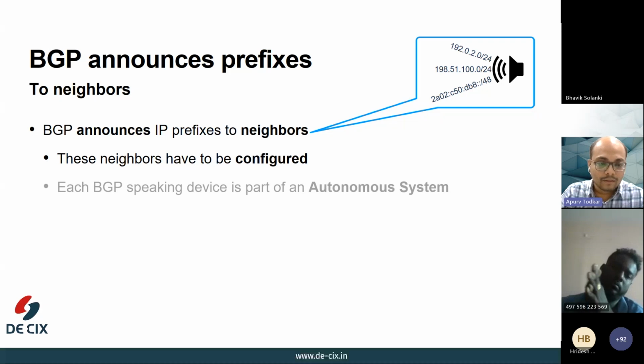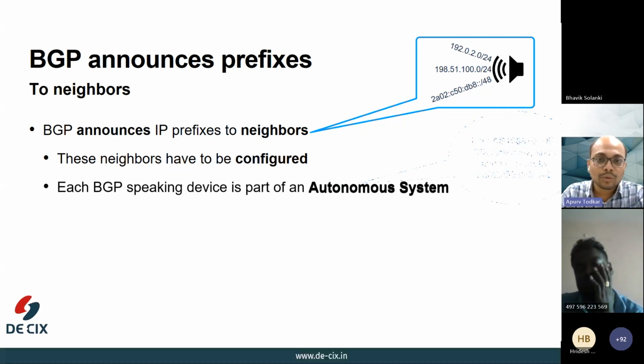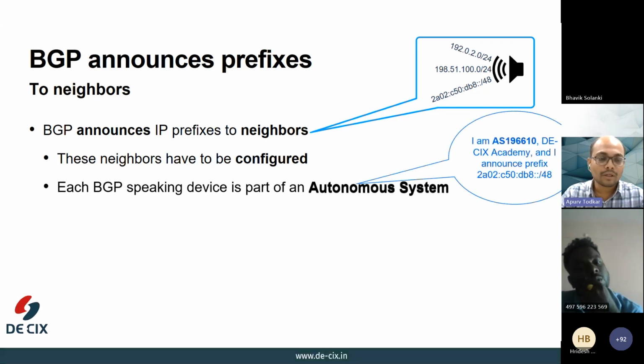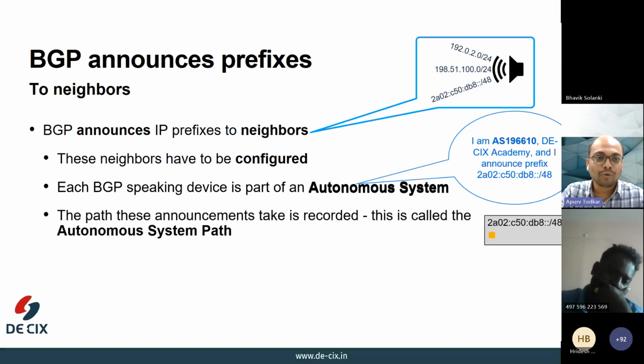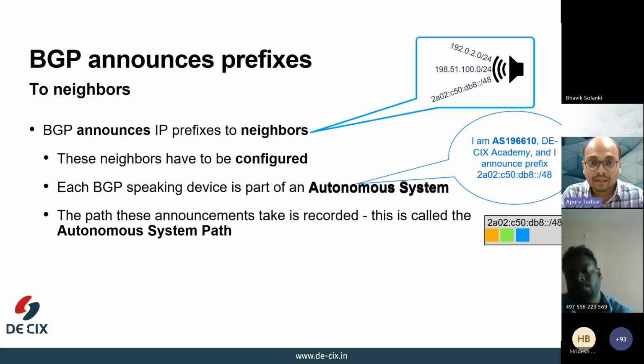So again, BGP announces prefixes to its neighbors. These neighbors do not find these prefixes by themselves, so they must be configured. You actually have to configure BGP on your router and specify who the neighbors are and which ones to talk to using BGP. Okay.